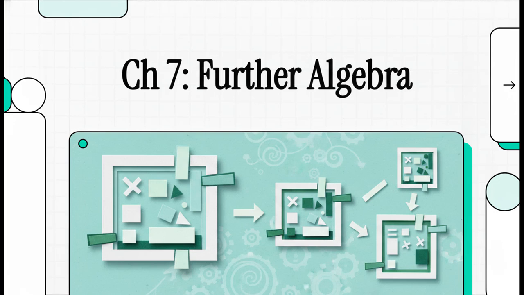Welcome to this explainer. Today, we're diving straight into Chapter 7 of the Pure Mathematics coursebook to figure out how to effectively reverse engineer complex mathematics. I mean, if you've ever stared at a massive algebraic fraction and just wondered how on earth to untangle it, you are in exactly the right place.